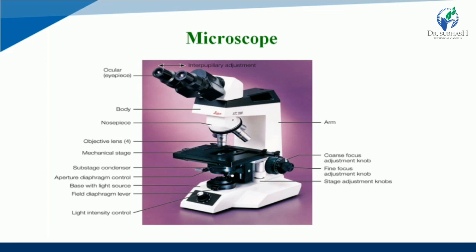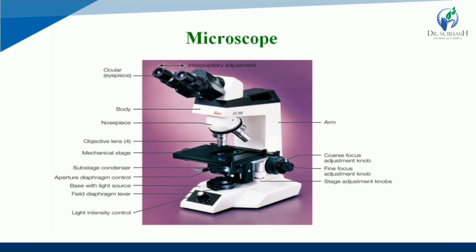That is all regarding mechanical parts of microscope. Second one is optical parts. What is the role of optical parts? These parts consist of glass lenses that produce a magnified image and include the ocular lens as well as the objective lens.